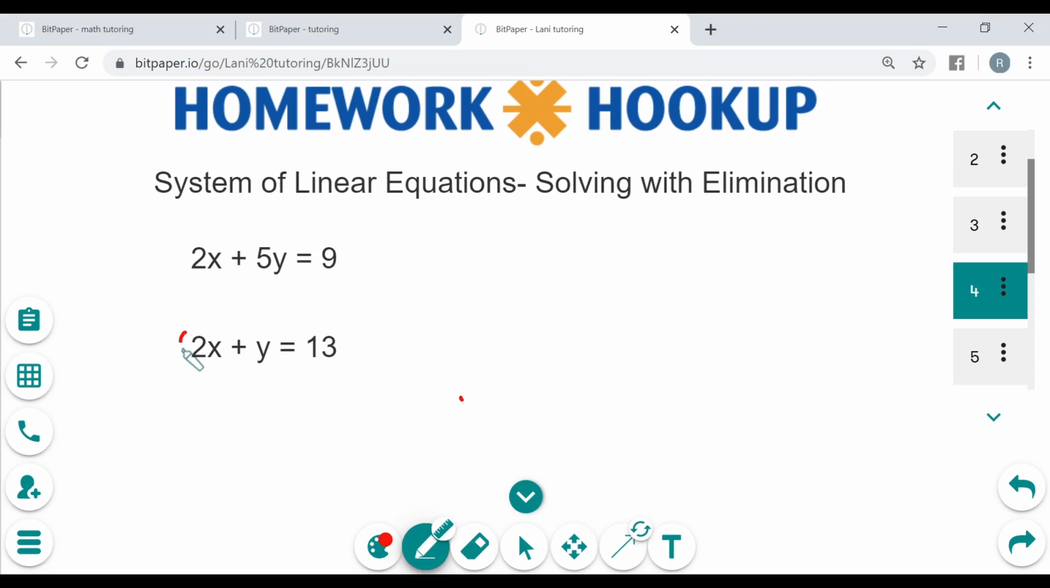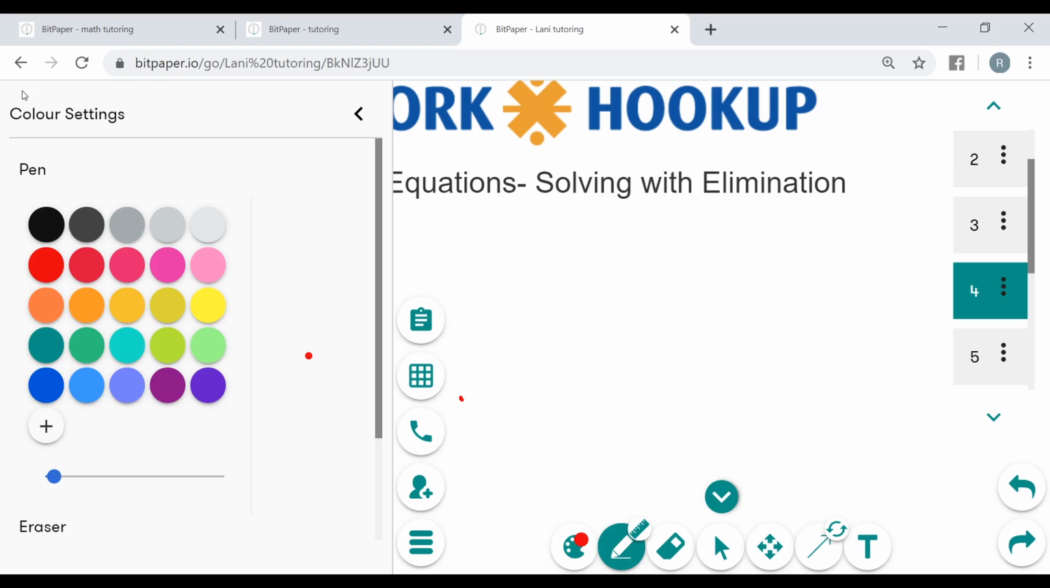If I multiply the second equation by -1, this is what we're going to get. Let me write that -1 a lot better. If I multiply the second equation by -1, there we go. We're going to get -2x minus y equals -13. Perfect. Now what we're going to do is add the first equation and the second equation together. So I'm going to rewrite this.